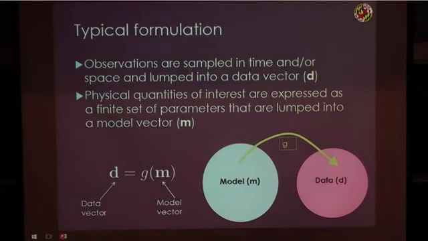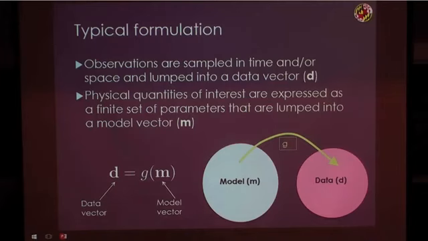So the way that we typically formulate inverse problems is that we have some observations, and these observations, whether we want them to or not, are always sampled in time and or space. That's just the way things are. And we usually lump these samples of the data into a vector, which we call the data vector. So that's this vector right here. We usually call it D, and in the rest of this presentation I will call it D. Just to confuse you. The physical quantities of interest, which we also express as some kind of a finite set of parameters that we have to infer.